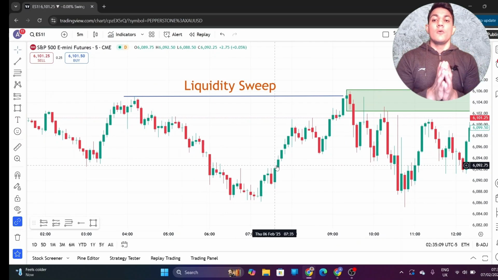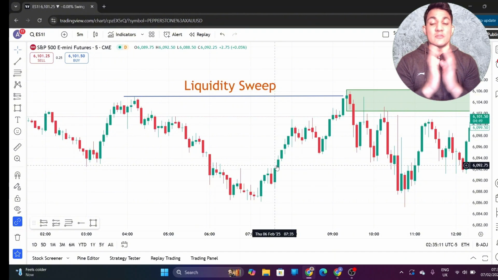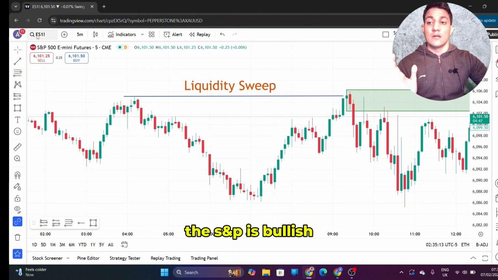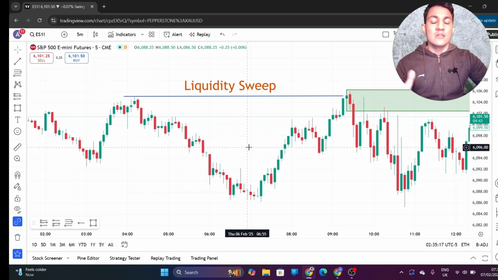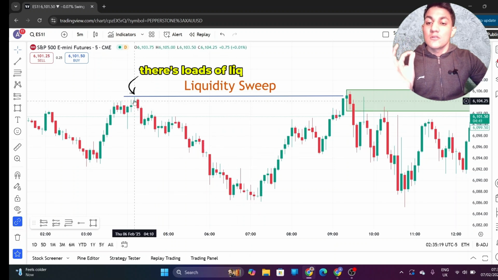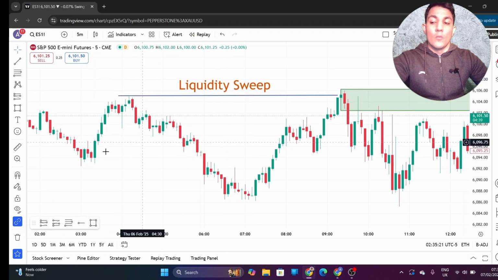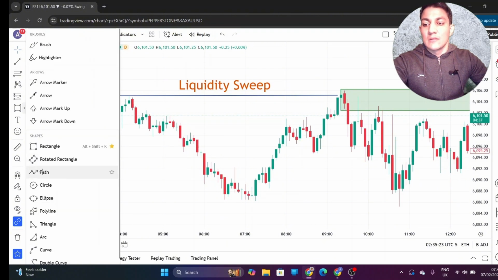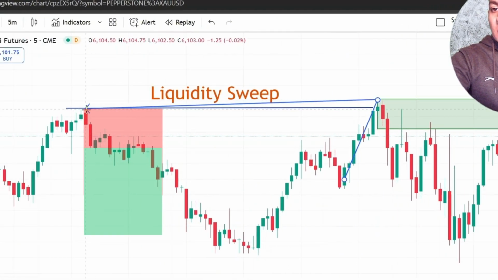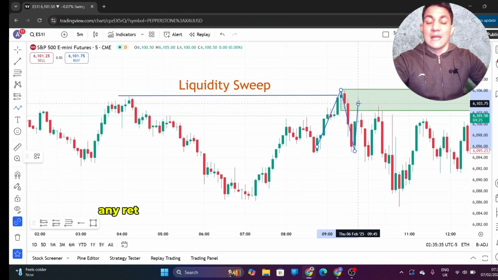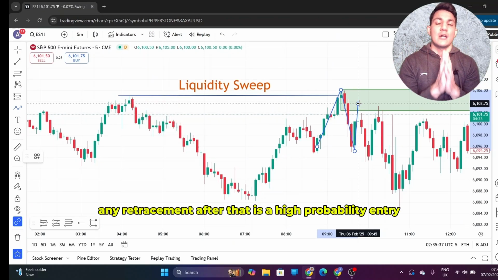Now, if you know about liquidity, especially on the higher time frame, the S&P is bullish overall. So smart money are going to force price upwards, but we don't need to know that. All we do need to know is that there's lots of liquidity at this high. So what price always does, and you will always have this, is it comes up just to here, just to take out anyone whose stop loss orders were here. Price comes up, it pokes them out, then it goes in the other direction. That right there is a liquidity sweep, and any retracement after that is such a high probability entry.